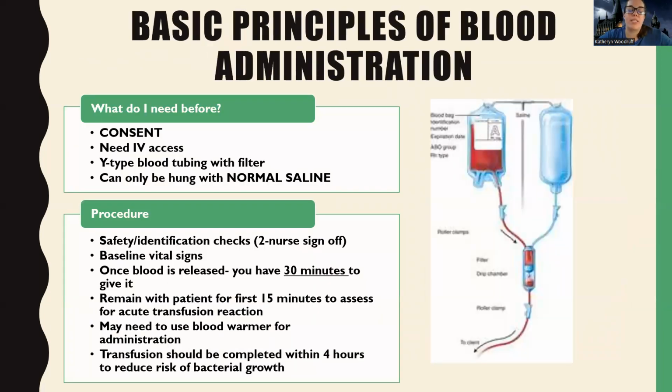So let's talk basic principles. What are the things that I need to consider as the nurse before administering blood? Well, first I need consent. Everyone has to give consent. It's a big thing. You cannot give those blood products without consent. And part of when I'm signing off with another nurse saying that this blood is safe to give is that I'm verifying that the consent has been obtained.